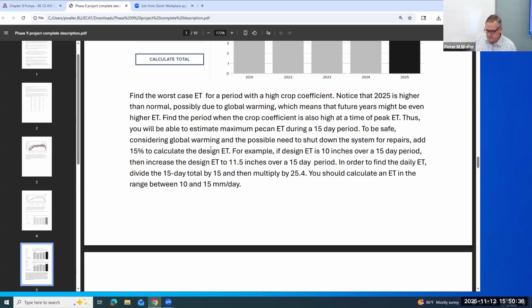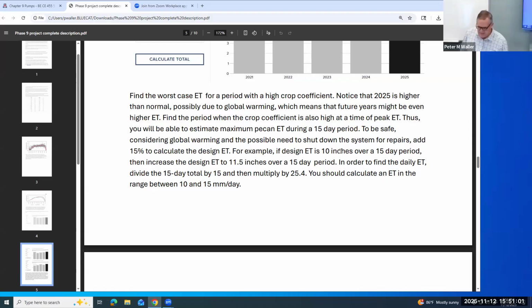And I think to be safe, considering global warming and the possible need to shut down the system for repairs, I would add 15% to that for your ET. So on top of finding the worst case, I would add 15% for my system design, because you always want to have a safe system design. You want to have what is it called? Safety factor. So that's the safety factor.